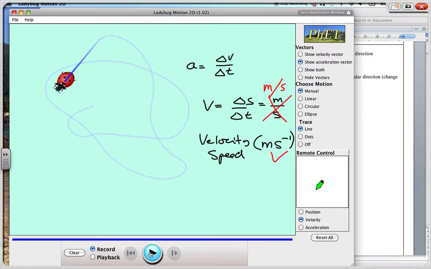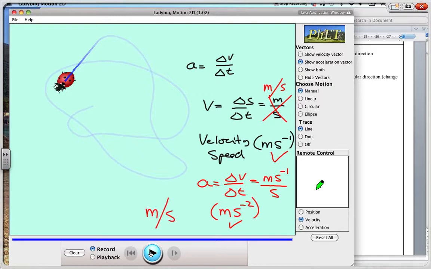So the velocity in terms of your SI units is meters per second, where your acceleration is equal to your change in velocity over change in time. That is a meter per second divided by another second. So your unit for acceleration is meters per second to the -2. Again, we don't write it like that. That is not how we write it in the IB curriculum.